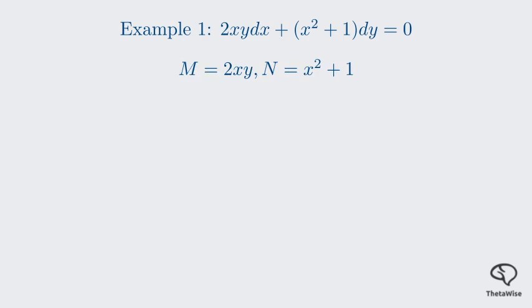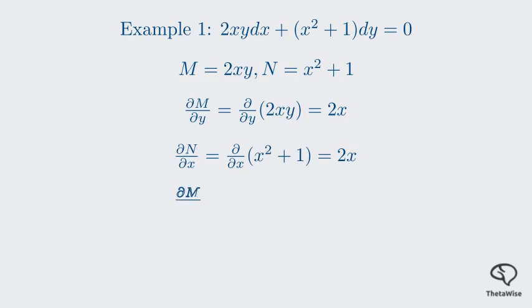Now let's perform the exactness test. The partial derivative of M with respect to y is 2x. The partial derivative of N with respect to x is also 2x. Since they are equal, the equation is exact. Now we need to find the function f.